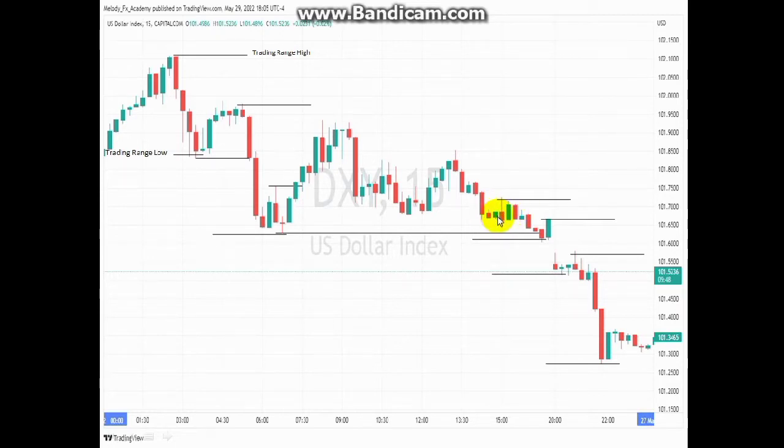We have this candle's high, then a higher high, and a lower high to the right side of it. So this is the swing high that took out this short-term low.